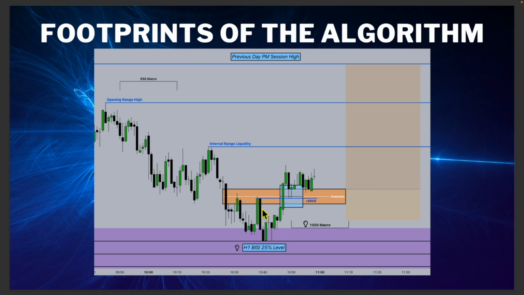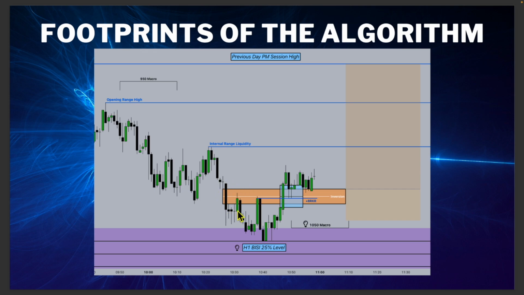This is a SIBI, but once we clear the structure and close above it, it's an inversion fair value gap. So if we were bearish, this should have acted as resistance to push us lower. So the way I internalize this is that after we expand to and through this, closing above the SIBI, and it becomes an inversion, it's the algorithm showing me that it's not respecting a premium PD array.